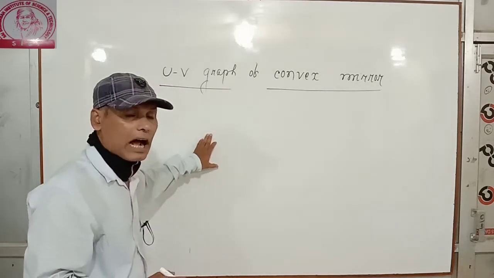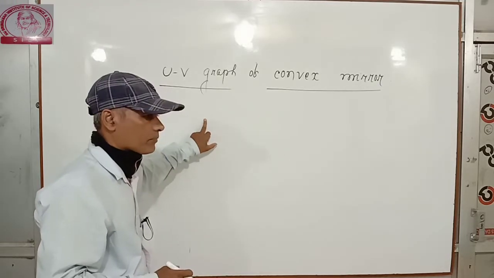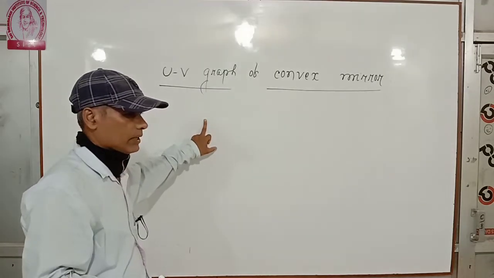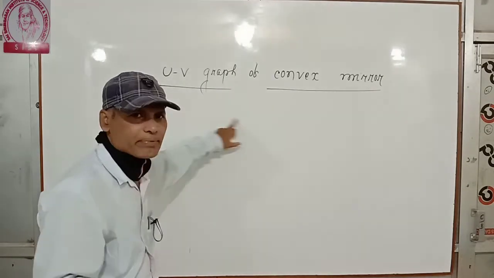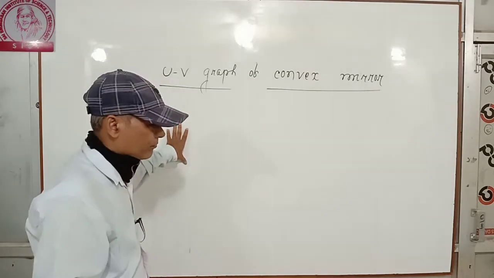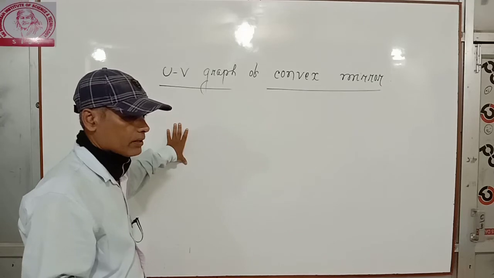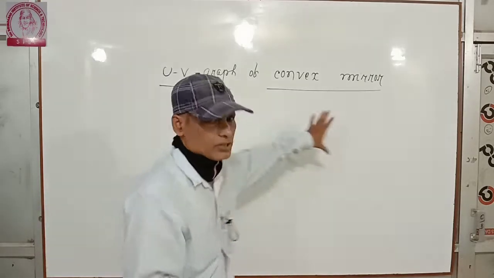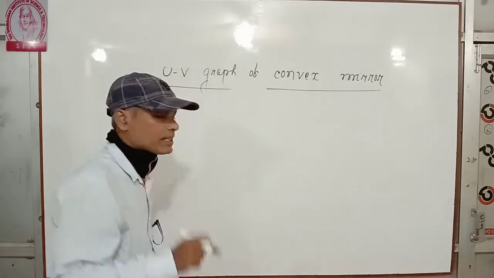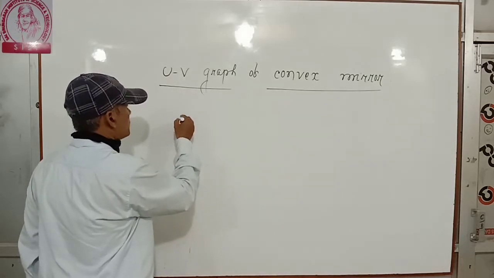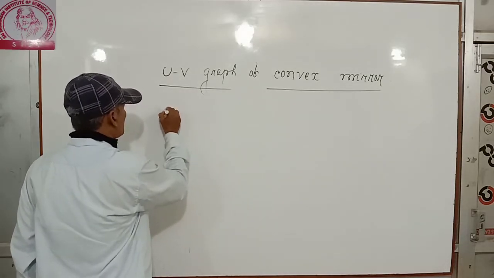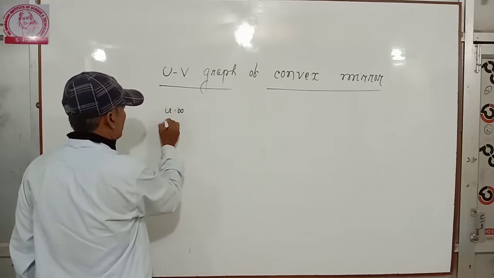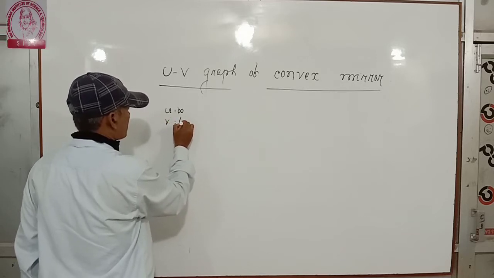So what is V? How much is V? Where is V due to U? There are 5 variables starting from infinity to focus. You might have seen when U is equal to infinity, V is equal to F. Alright?